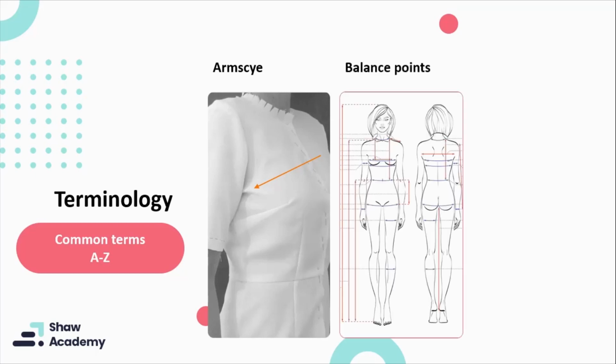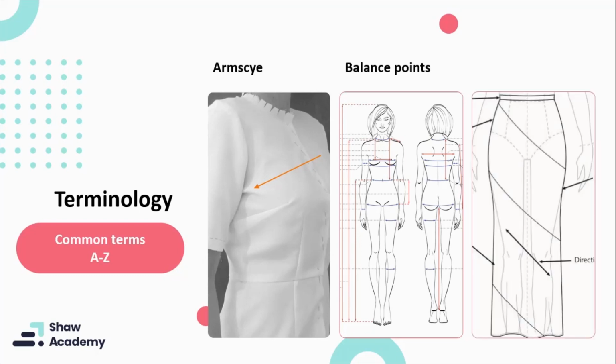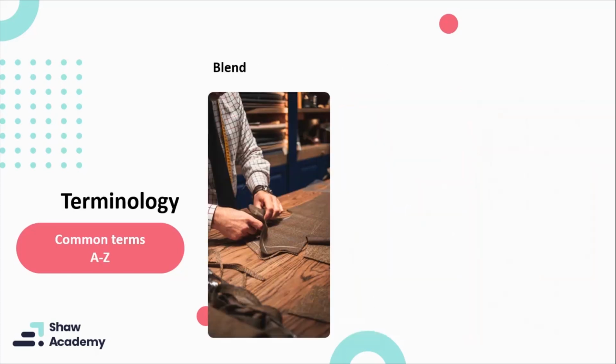Balance points are marks that refer to notches that help align fabric pieces when constructing a garment. The bias is a line that intersects with the warp and the weft of a textile at a 45-degree angle. This is often used in draping when maximum stretch is needed. Blending is a process of shaping lines to create a smooth transition from one point to another.